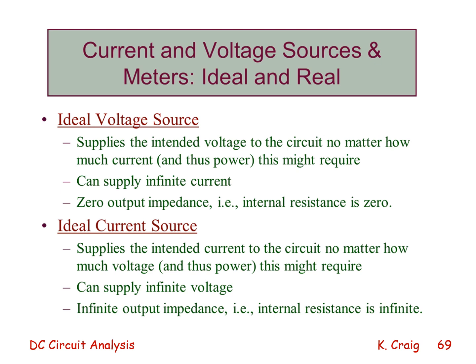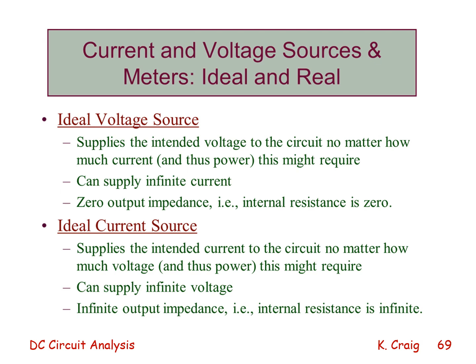Let's extend our discussion to include now current and voltage meters, along with current and voltage sources. So we'll combine the two together and we'll see the similarities among them. So we know that an ideal voltage source supplies the intended voltage to the circuit no matter how much current and thus power this might require. It can supply infinite current. It has zero output impedance, which means its internal resistance is zero.